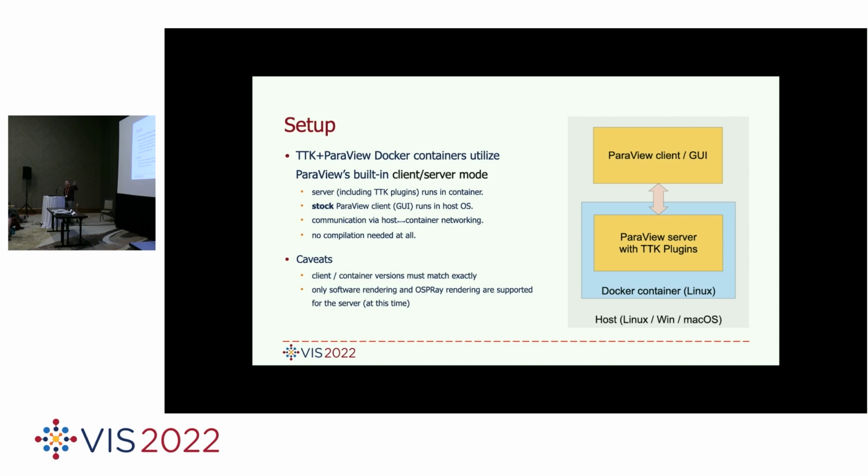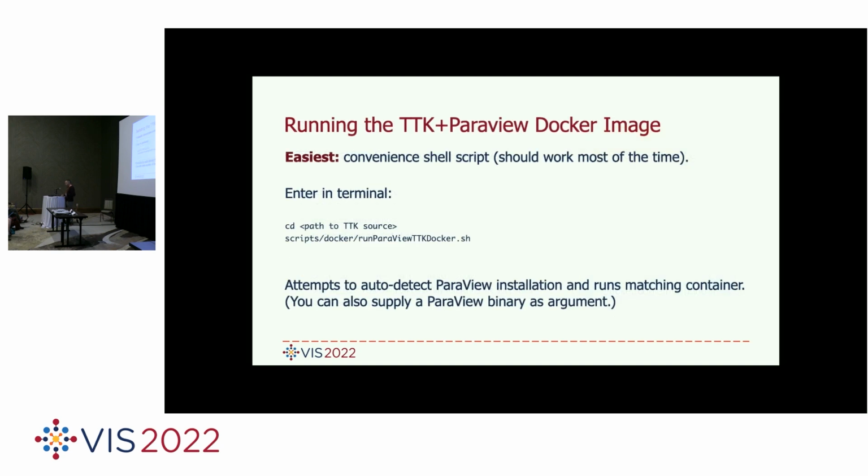We run the GUI outside the container on our native machine, and we run a Docker container that has the server inside, and then we connect the two of them, and this works. So we can just download a stock ParaView from the ParaView website, any version we like, and then we fire up a corresponding Docker container, and that contains the ParaView server plus all of the TTK plugins and some other goodness. Right. And so how do you run this Docker container?